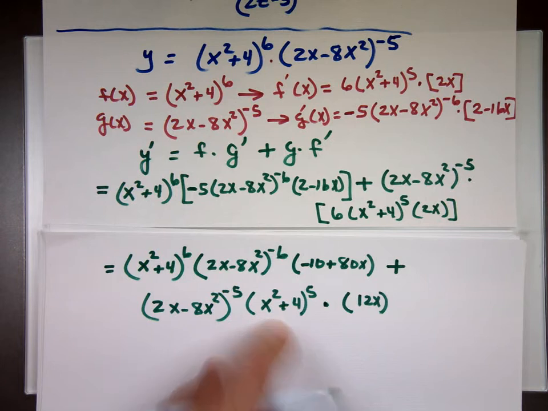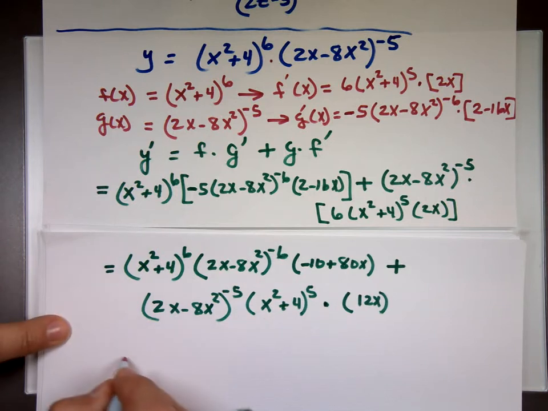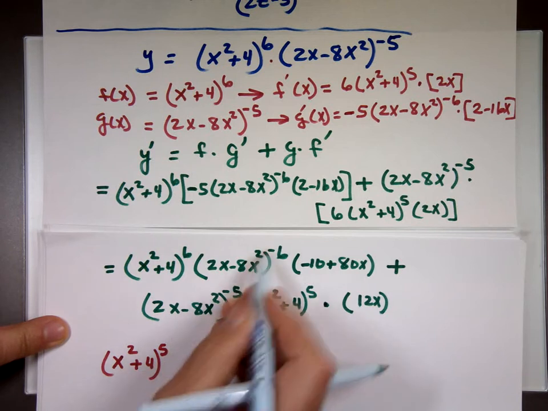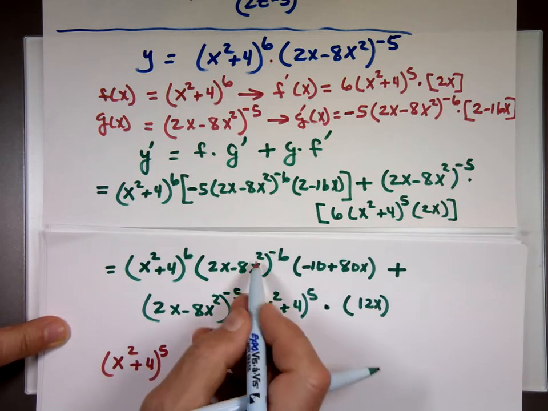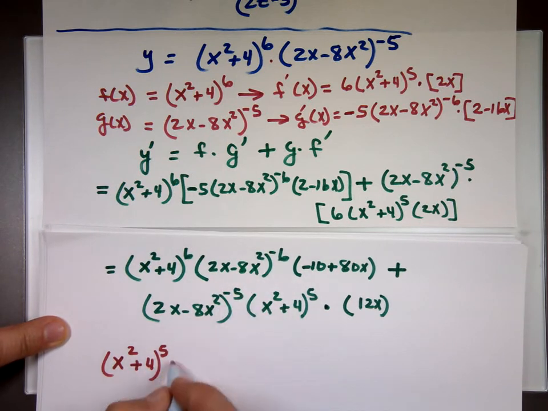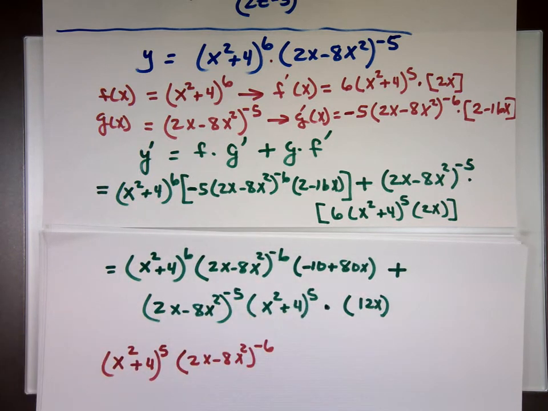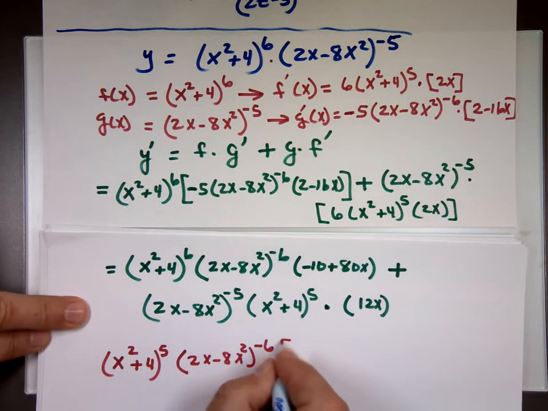We take the smaller, right? Which is x squared plus 4 to the 5th power. Now let's look at these two. We take the smaller. Which one is the smaller of these two? That's the smaller of these two. Minus 6 is smaller than negative 5. So what's left in the first group? One of these and that one.